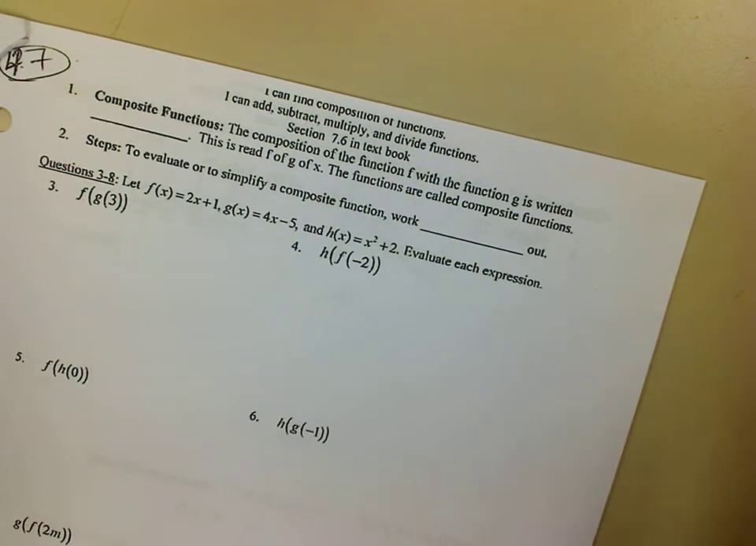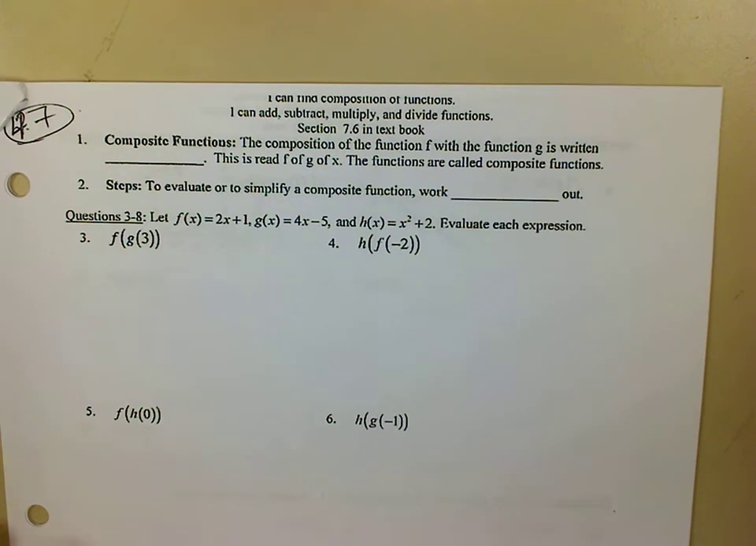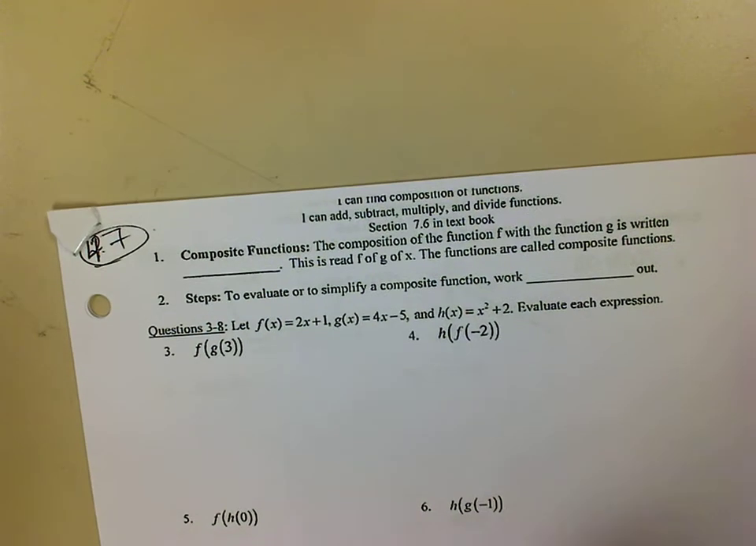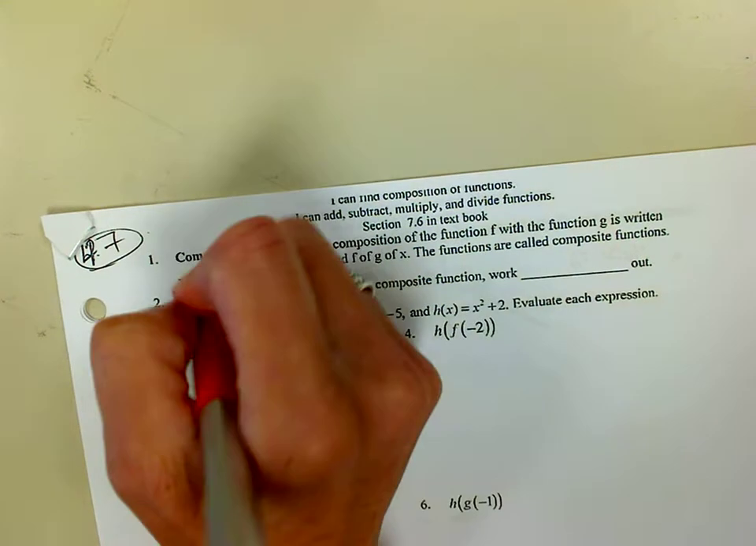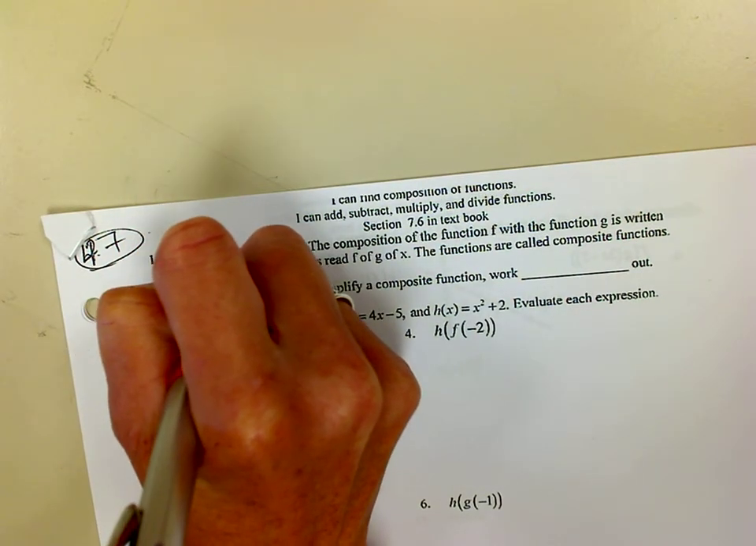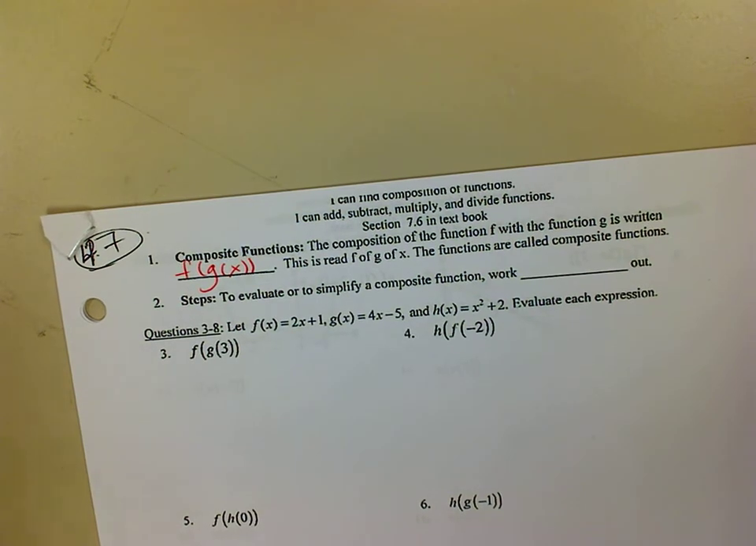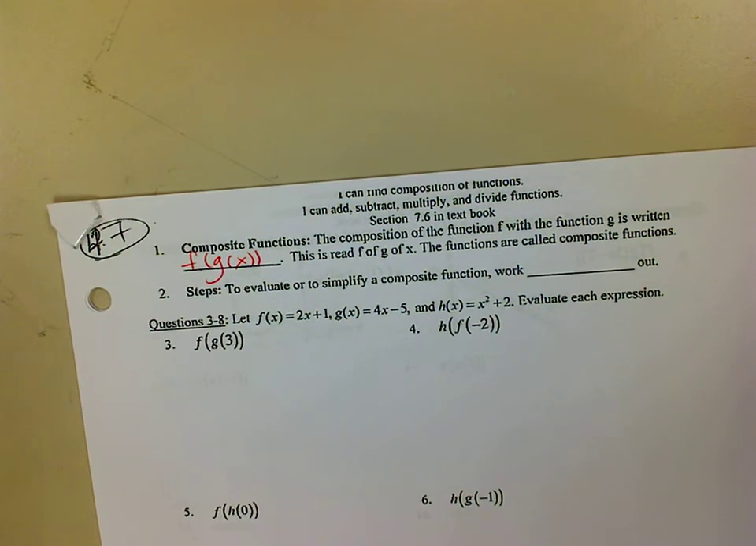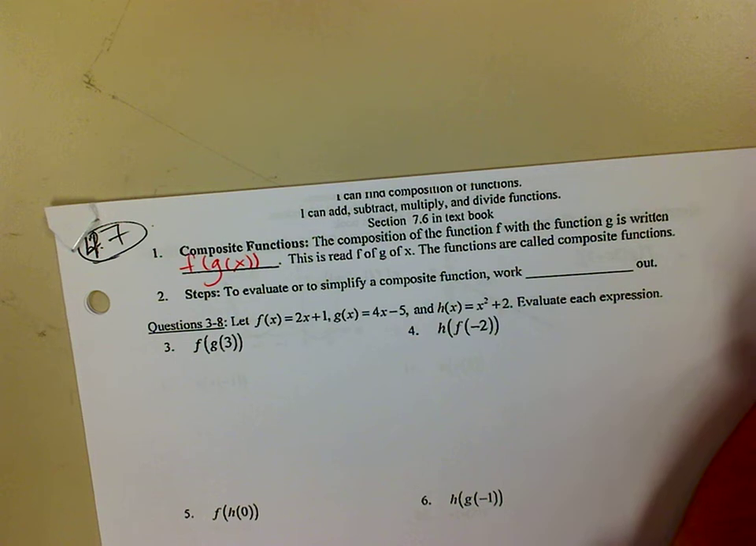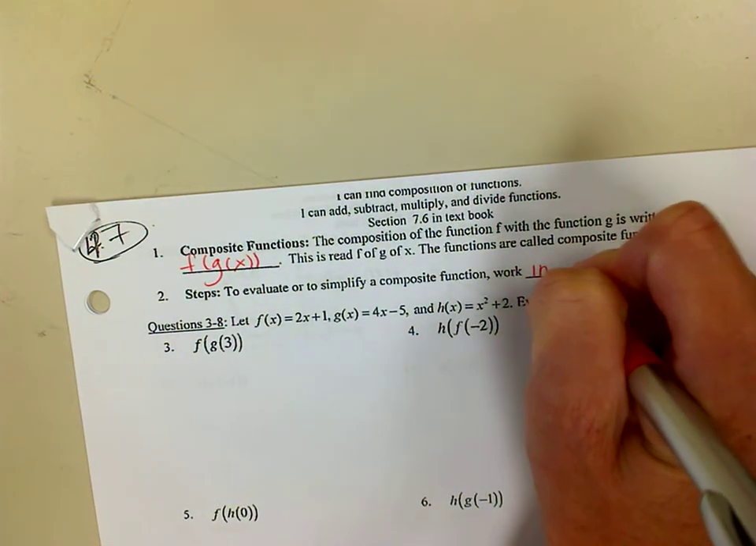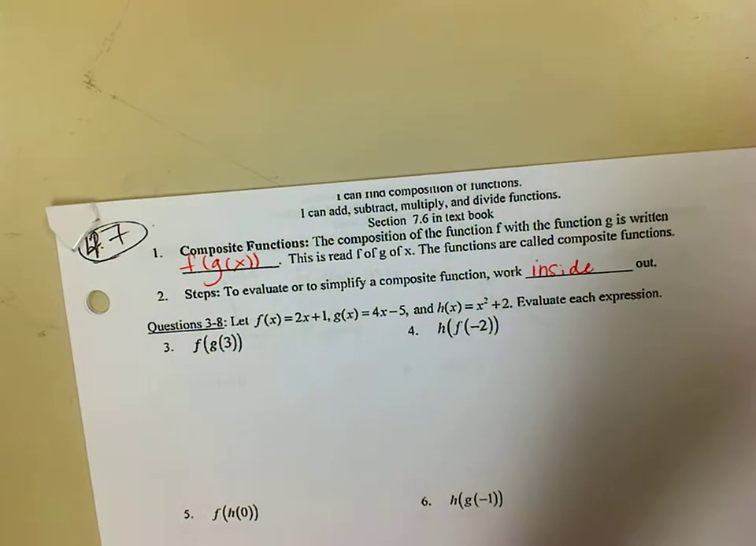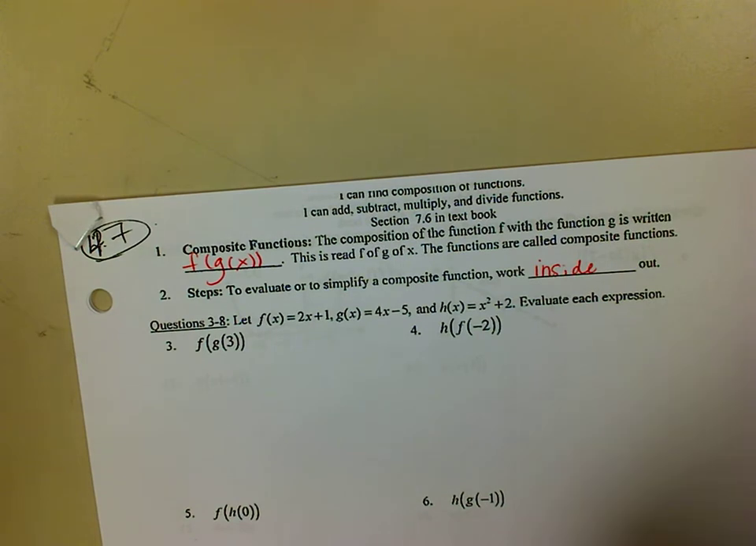All right, 4-7 are composition functions, and all you really have to do is substitute. Composition, if I had an F and a G, I would write it something like this: F of G of X. So you're going to have to substitute twice, and when you are substituting, you are going to work inside out, which means you're going to do the inside parentheses first.